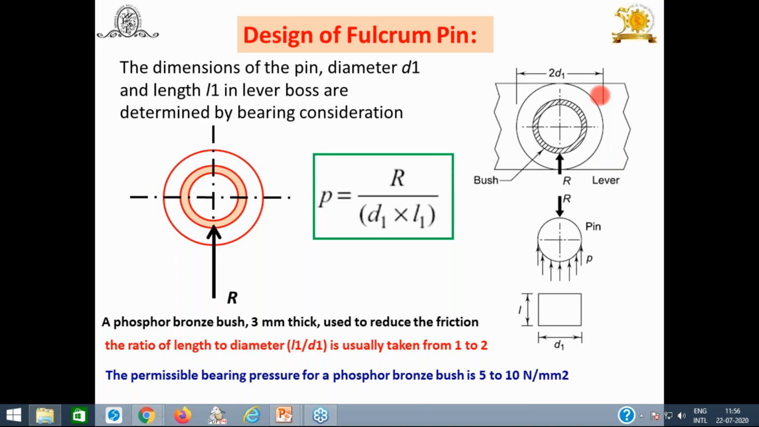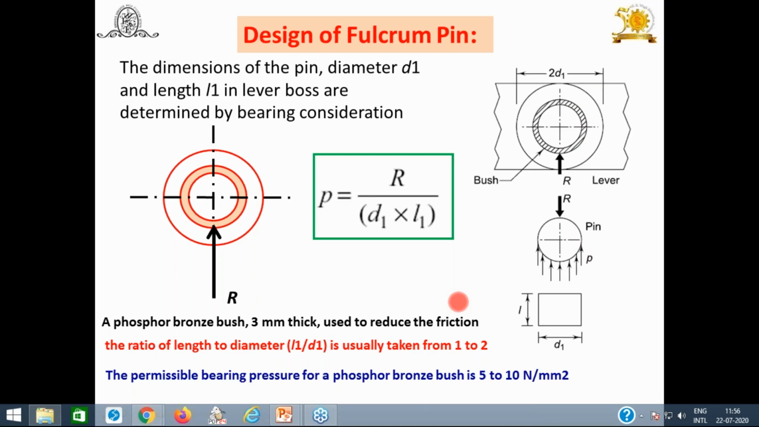You have to consider two planes, like a knuckle pin. I have already explained that a knuckle pin is going to fail in shear, because shear stresses are going to be induced in it. The same logic we have to use. The design of the fulcrum pin is based on the bearing consideration, and the second one is the shear failure criteria.